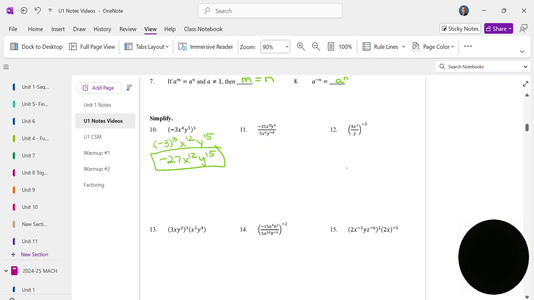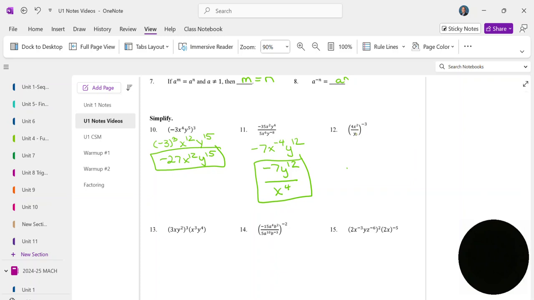Remember, with fractions here, I would divide the numbers. So negative 35 over 5 becomes negative 7. 2 minus 6 becomes negative 4 for the x exponent. 4 minus negative 8 means it's y to the 12th. And any negative exponent, you're going to move to the bottom of the fraction. So it becomes negative 7 over y to the 12th, x to the 4th.